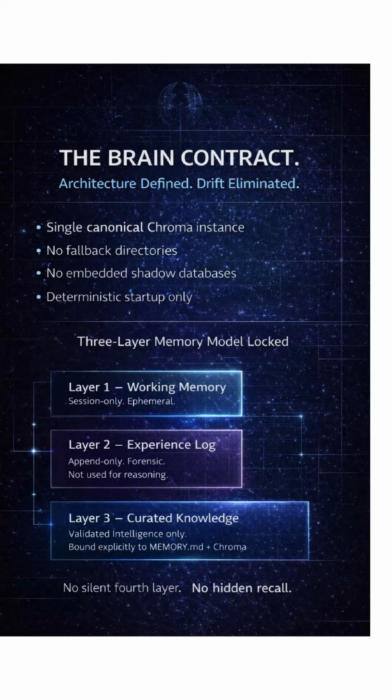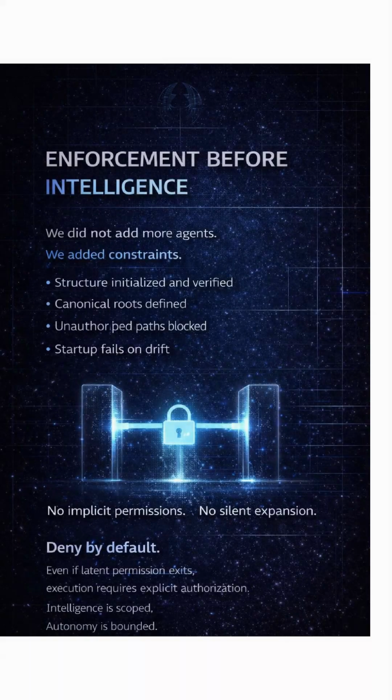But intelligence without constraints is chaos. That's why we implemented enforcement before intelligence. Hard constraints come first, explicit permissions only, bounded autonomy. The system can't just do whatever it wants, it operates within strict boundaries.